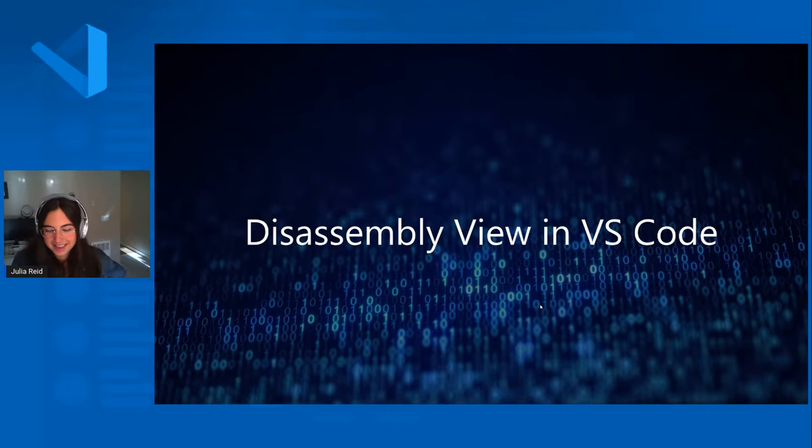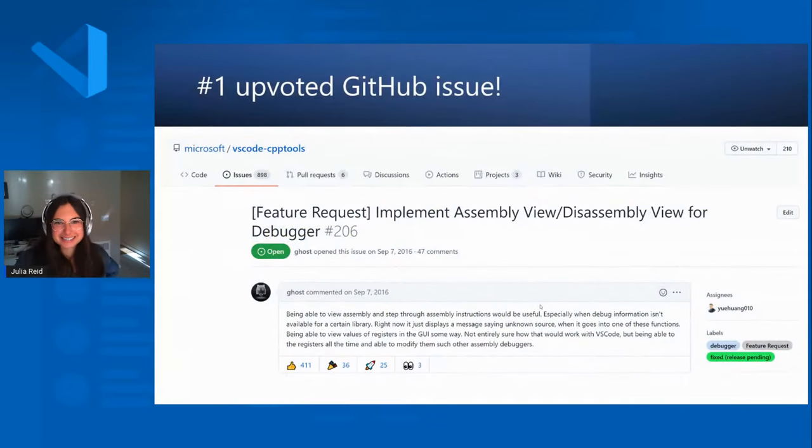Cool. So as I mentioned, this has been our number one upvoted issue on GitHub for a long time now. You can see we have over 400 upvotes, plus a bunch of other types of reactions. And for those who don't know, for the C++ extension, if you are using it and you run into any issues or have feature requests, GitHub is where we look for customer feedback.